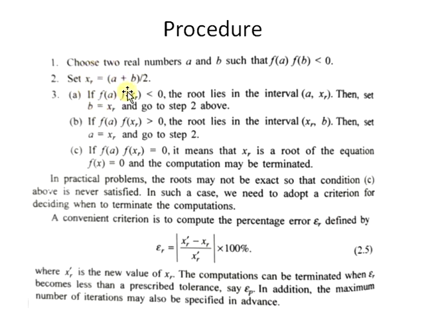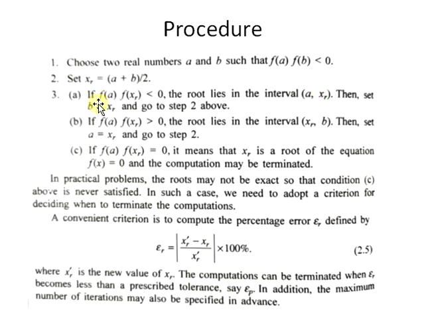And if f(xr) is not equal to 0, and if f(a) times f(xr) is a negative value, then the root lies between a and xr, because f(a) is positive.